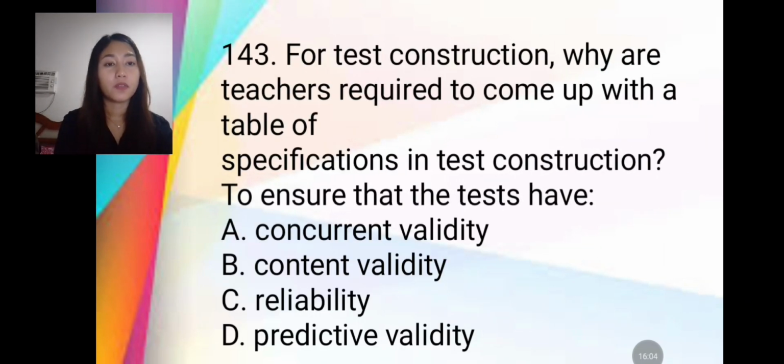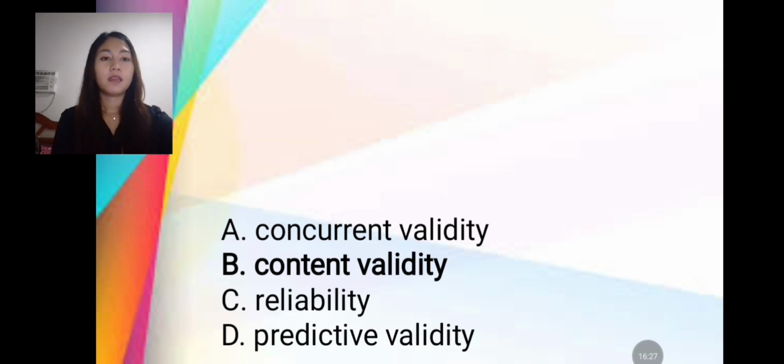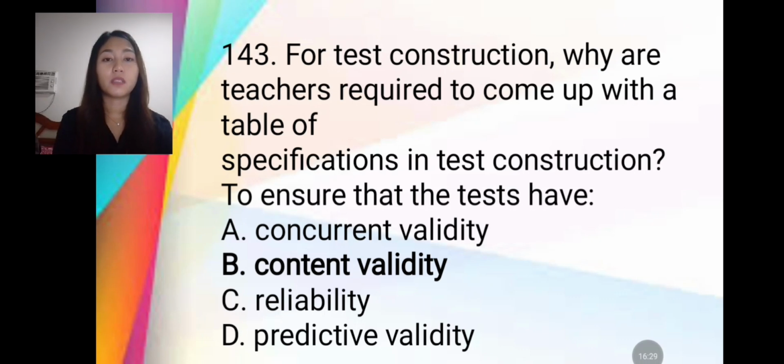Next is, for test construction, why are teachers required to come up with a table of specifications in test construction? To ensure that the tests have A, concurrent validity, B, content validity, C, reliability, D, predictive validity. Answer is content validity, letter B.